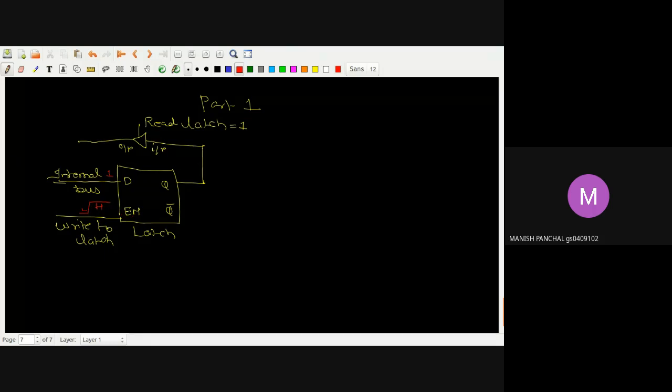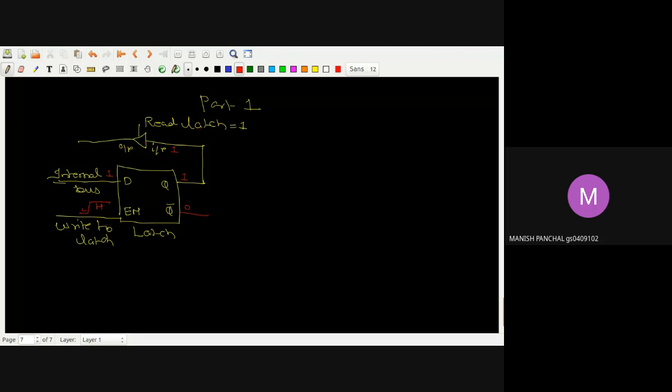तो मेरा low to high pulse मैंने apply की, ये 1 को अंदर होने का मौका मिला, and it will go to the Q. Okay, so this 1 will be available here. Similarly, at the Q bar, the 0 will be available. Okay, but this will be present. It will be stored here. It will not go to the output unless and until I am not giving this read latch equal to 1.